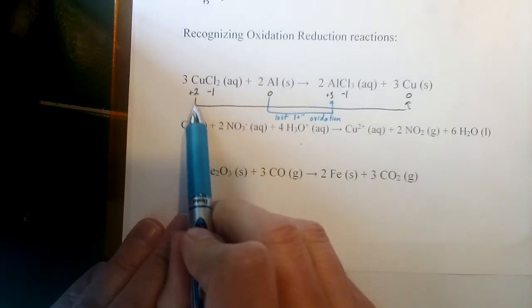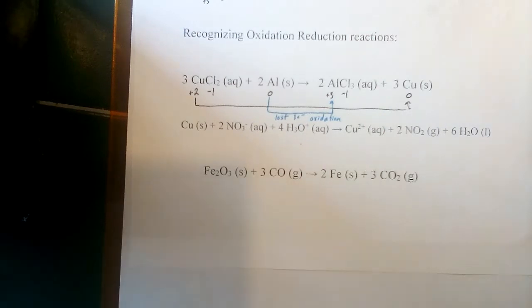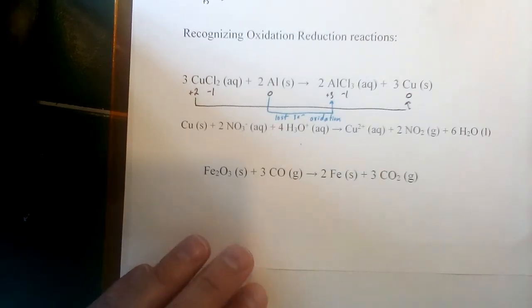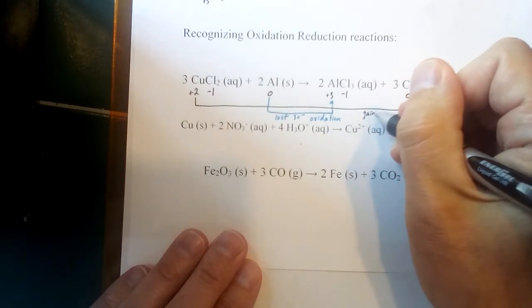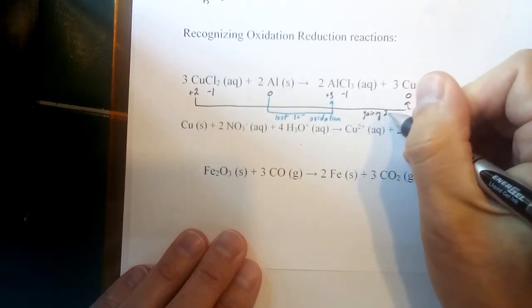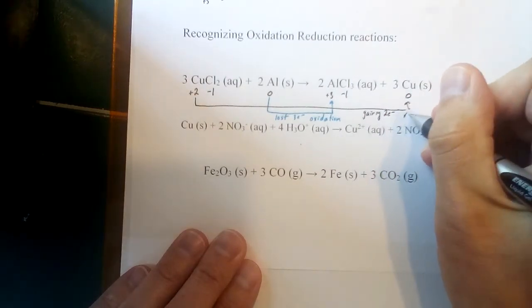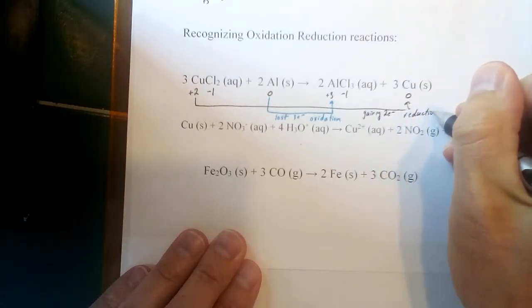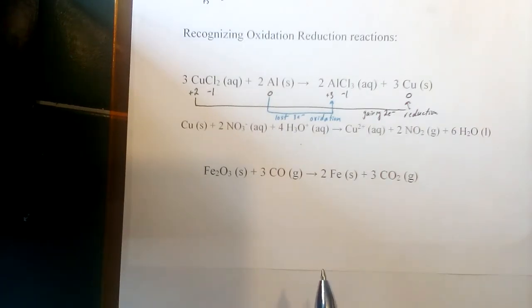Copper was +2, and it ended up at 0, and that means it is heading towards negative charges. From positive to 0 is in the direction of negative. That means it's gaining electrons, and gaining is reduction. So each copper gained 2 electrons here, and that's reduction. And another thing we could look at is the number of electrons lost and gained should be the same, right?